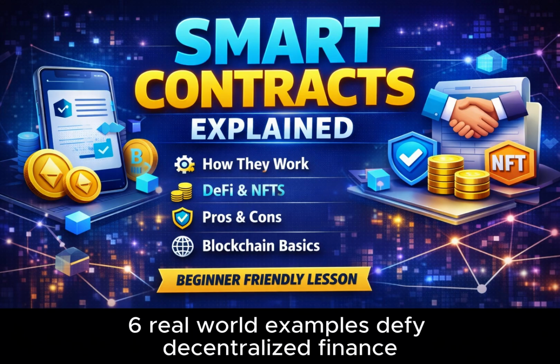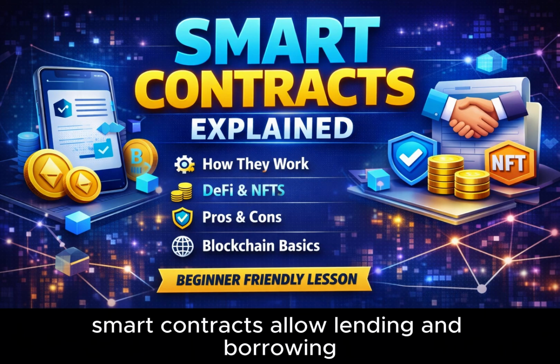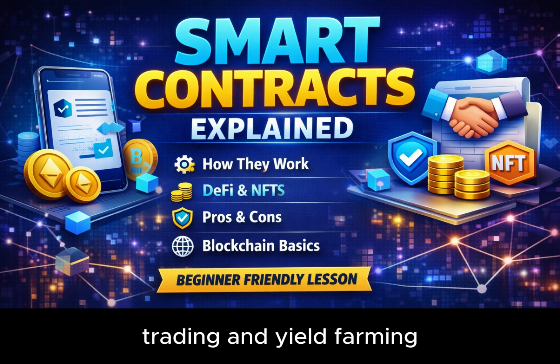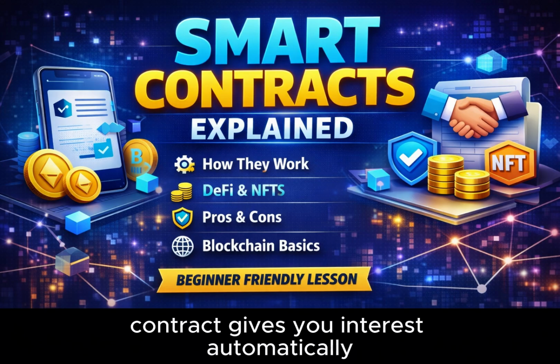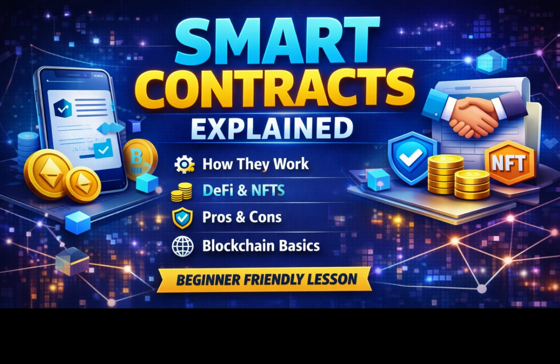6. Real-world examples. DeFi, decentralized finance. Smart contracts allow lending and borrowing, trading, and yield farming. Example: you deposit crypto, contract gives you interest automatically.